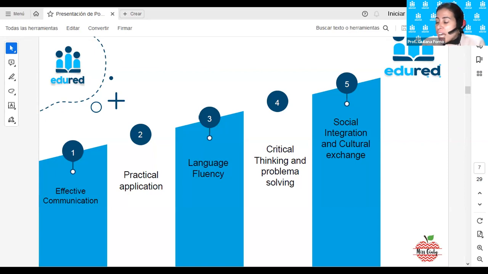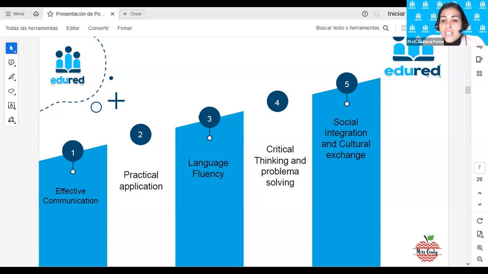Language fluency. Speaking plays a vital role in language fluency. It allows individuals to develop natural pronunciation, intonation, and rhythm, making their language use more authentic and understandable to native speakers. Teaching speaking helps learners improve their fluency by practicing verbal communication, vocabulary usage, and grammatical structures in context.